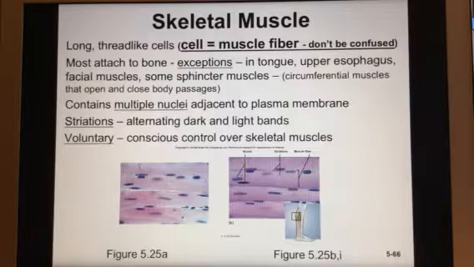And skeletal muscle is voluntary. That means there's conscious control over those skeletal muscles. We are choosing which muscles to contract voluntarily.